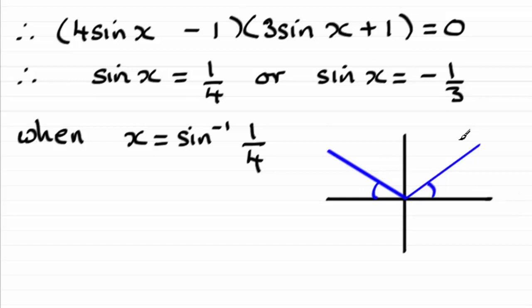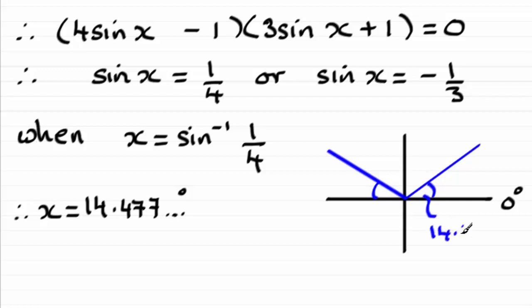And remember, this is at 0 degrees, okay? And then we go 90, 180, 270, 360 in that direction. Okay, so what would we expect? Well, when you use your calculator in degrees mode, you get an answer which is in fact 14.477 and so on degrees. So that is in the range that we want. X is 14.477 and so on degrees. And that is this first angle in here, okay? 14.477 and so on degrees.